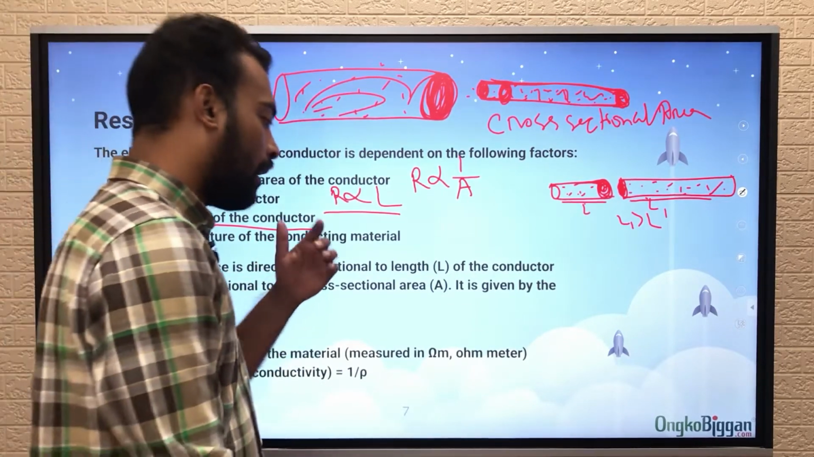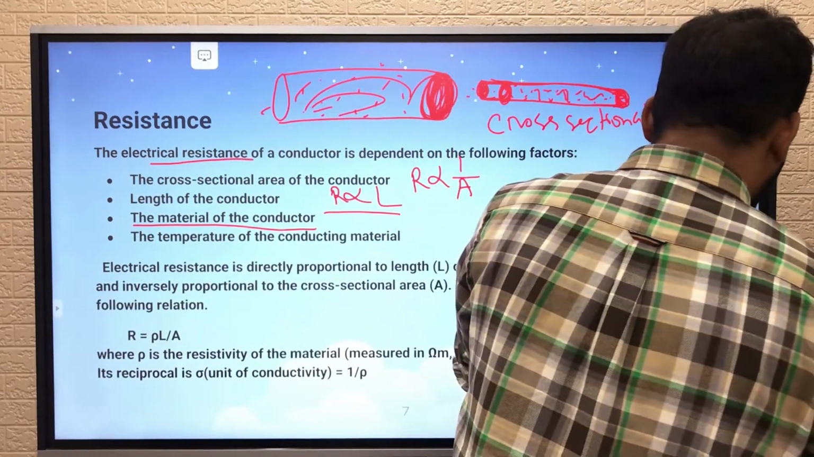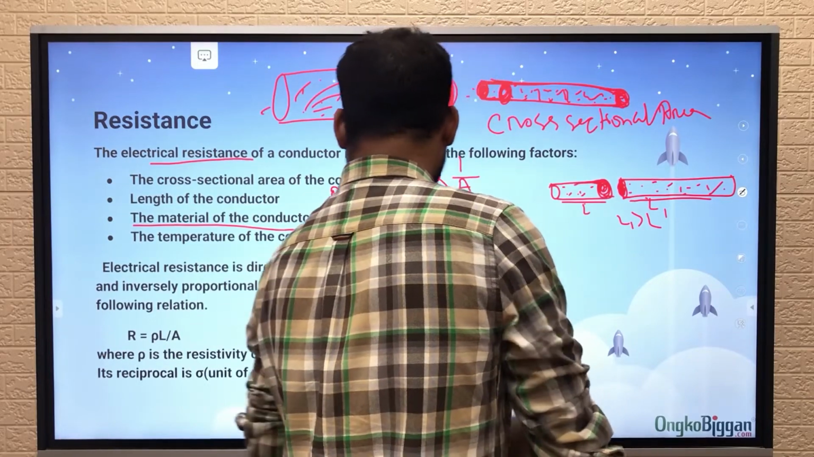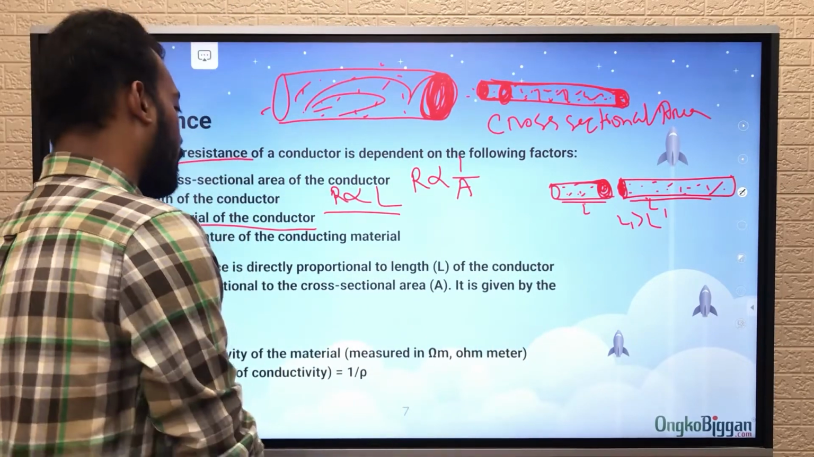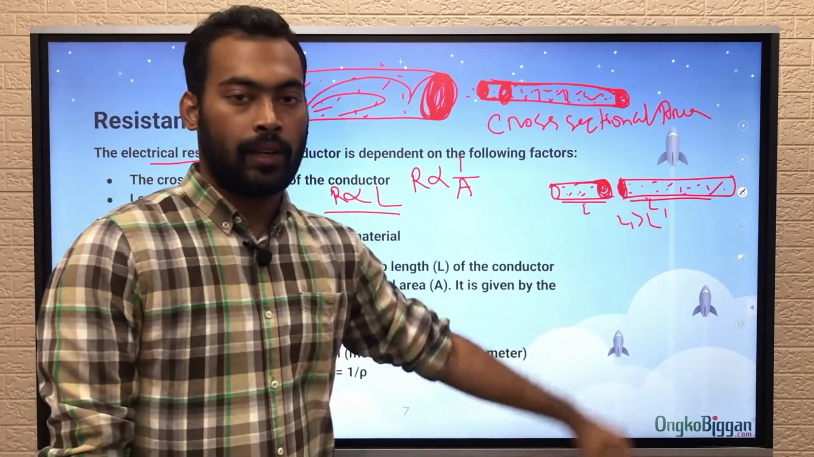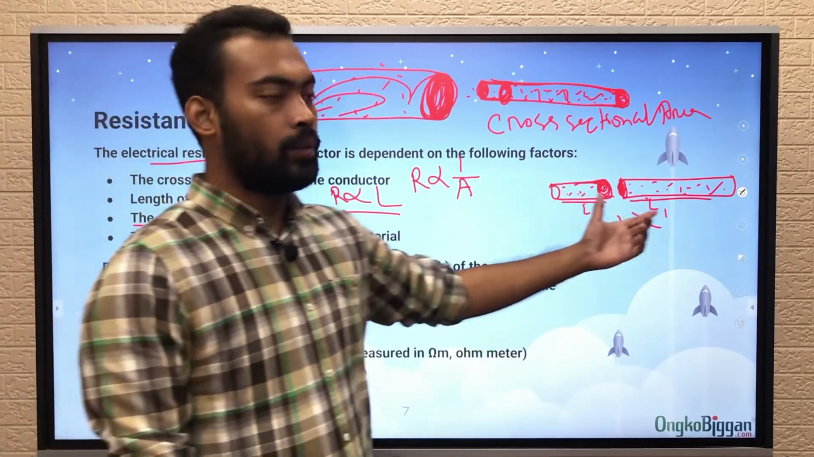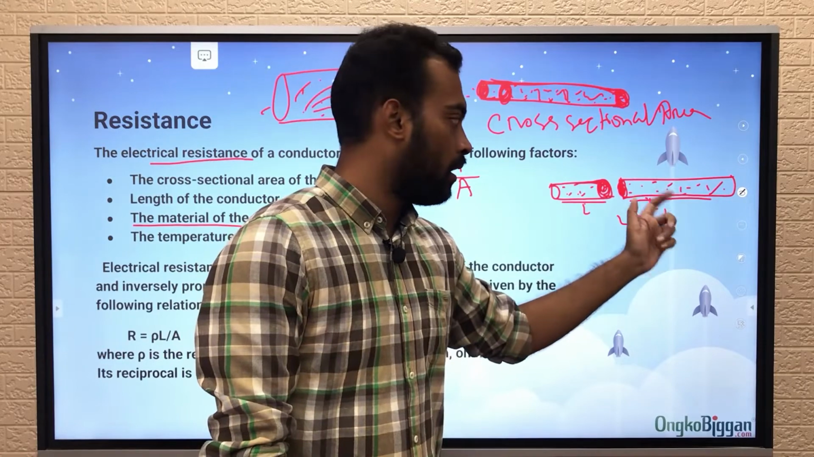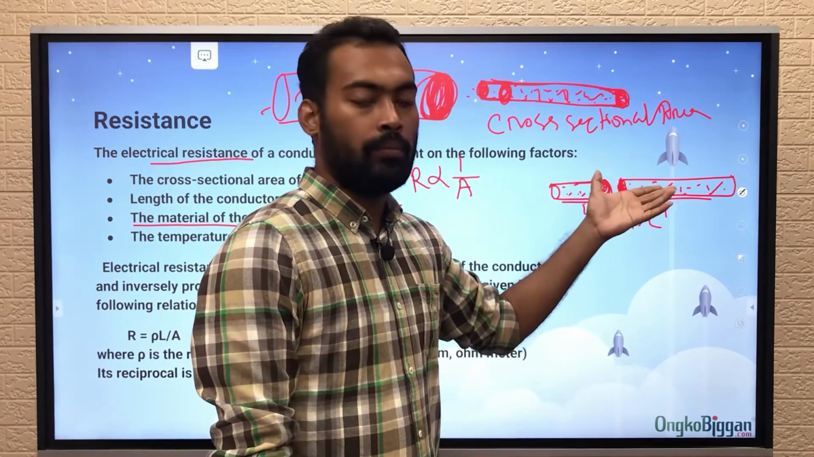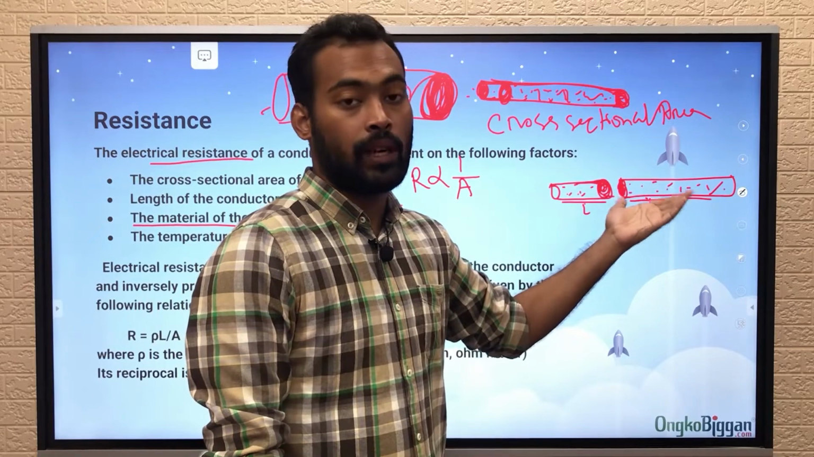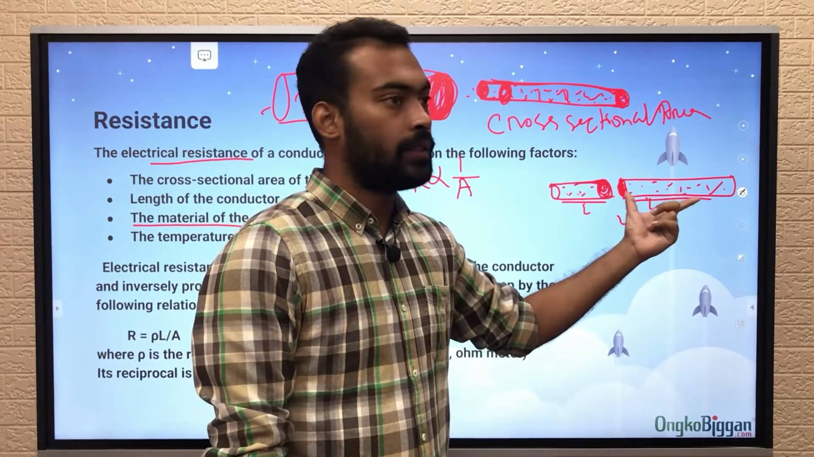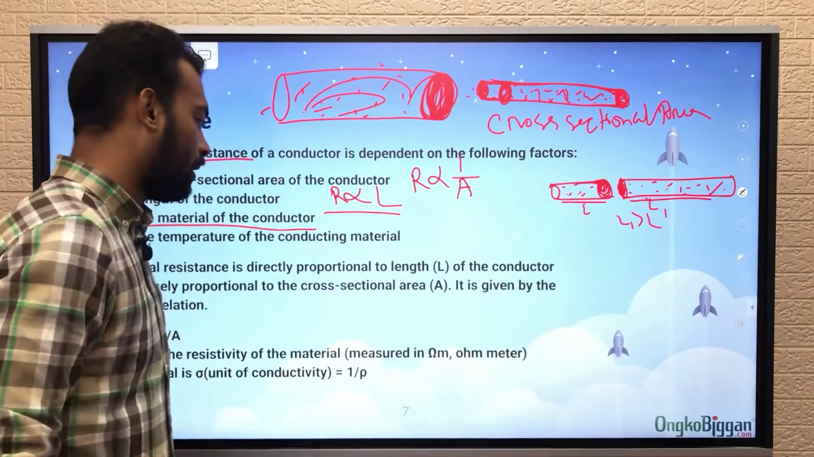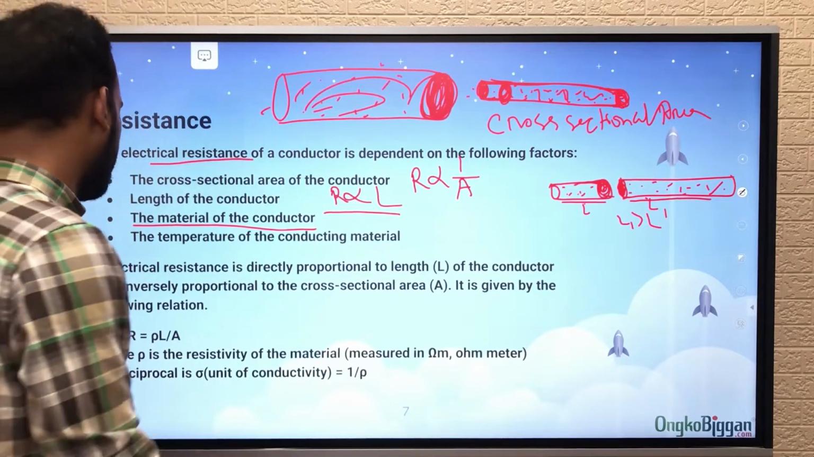Another thing that is there is the material of the conductor. I mean, the material which we are using, how much resistivity or conductivity it already has. Then the temperature of the conducting material, because if you increase the temperature, there will be a change in the resistance, because the atoms in the material will start vibrating, and when they vibrate, the resistance goes higher. So temperature is a factor.